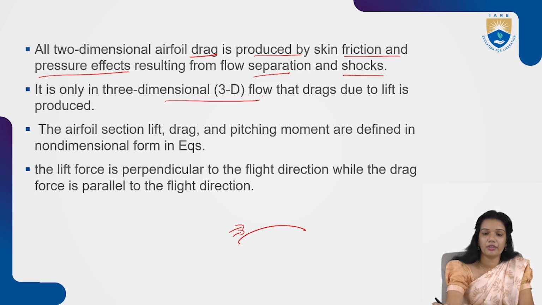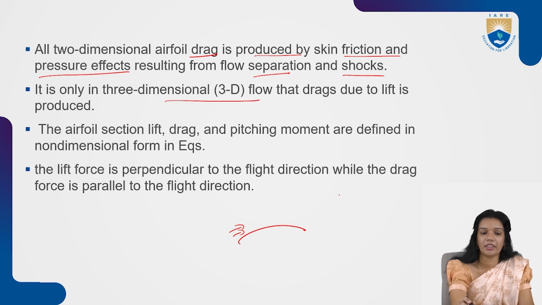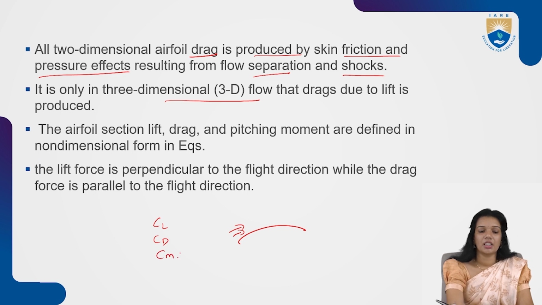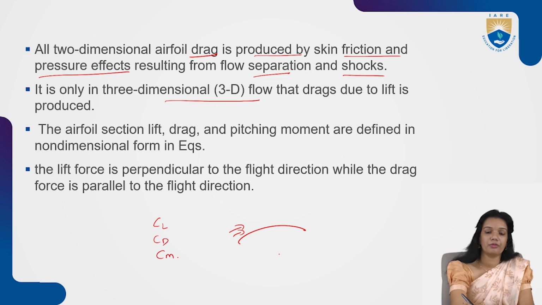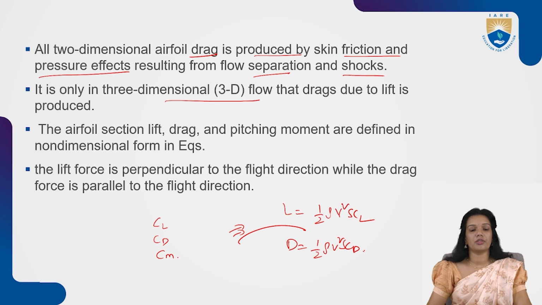Okay, now in three-dimensional flow, the drag due to lift is produced, right? So the airfoil section lift, drag, and pitching moment are defined in non-dimensional forms here. If we talk CL, CD, and CM, that is the lift coefficient, drag coefficient, and pitching moment coefficient. We know lift is half rho V squared S CL; I'm just writing it in non-dimensional form. Drag is half rho V squared S CD. So the lift force is perpendicular to the flight direction, while the drag force is parallel.